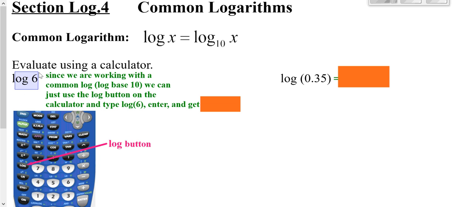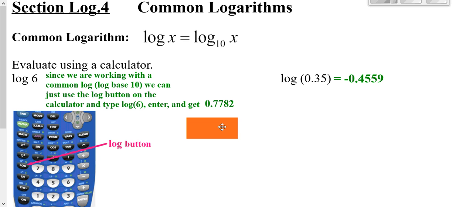So if we wanted to type something like this into our calculator, we'd hit that log button on the left-hand side of your screen, and then just go ahead and type in 6 in parentheses. So on your screen it should say log 6. When you type that in, you should get this. So go ahead and type in the next one here on the right, log of 0.35, and when we go to 4 decimal points, we should get this. Typically, these we're going to be rounding to about 4 decimal points, so just be aware of that.